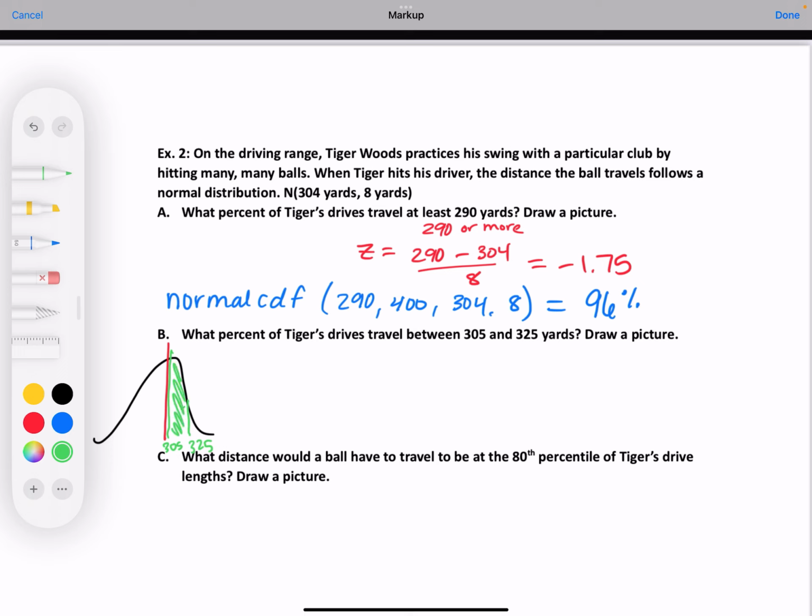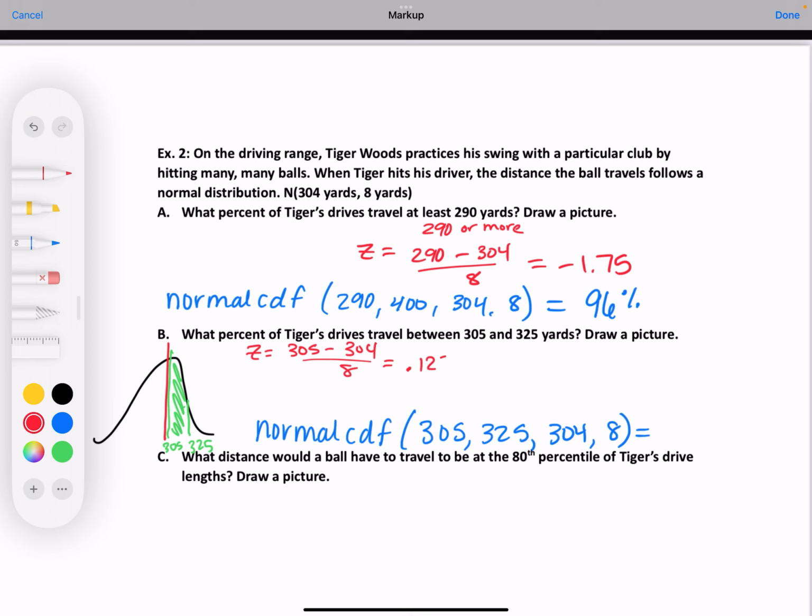So now I'm doing the same thing. I'm doing normal CDF. Now my lower is 305, upper is 325, mean 304, standard deviation 8. You could also find the z-scores individually and then subtract them to get the percentage from the table. If you did that, you have a z-score of 305 minus 304 over 8, just 0.125. A z of 325 minus 304 divided by 8, which is 2.625, and then you would just have to subtract the percentages from the table to do that. But I like using the calculator.